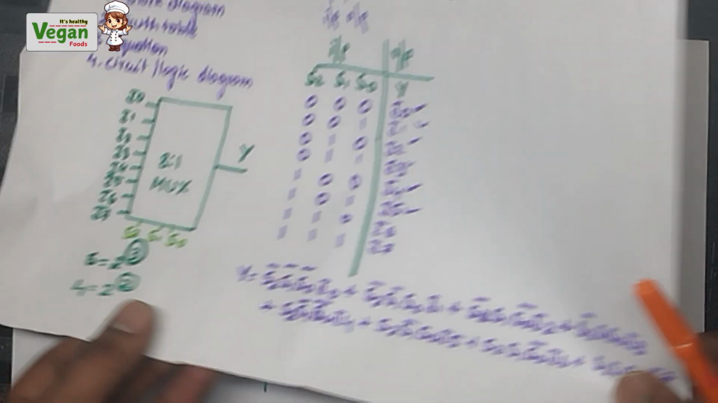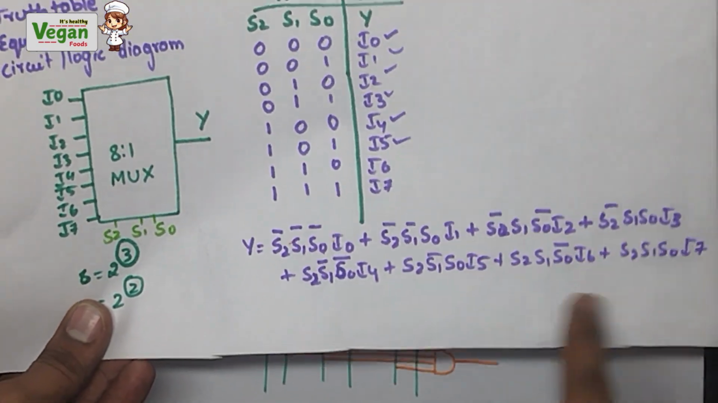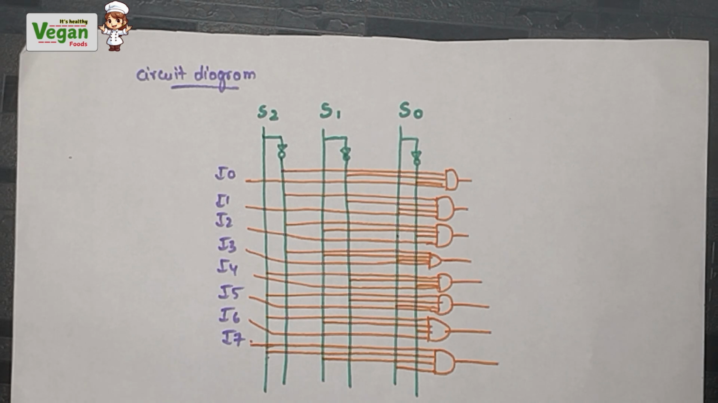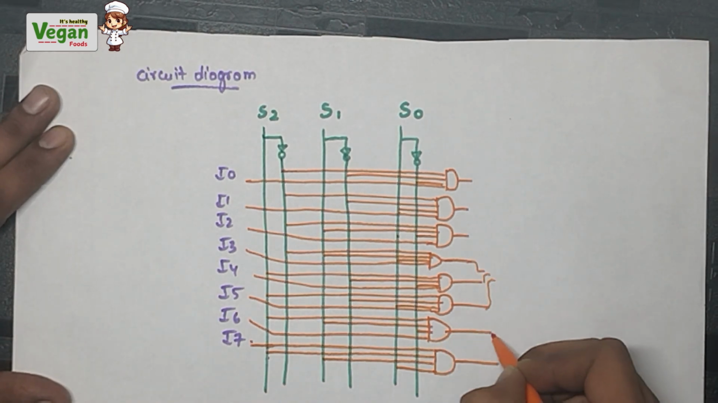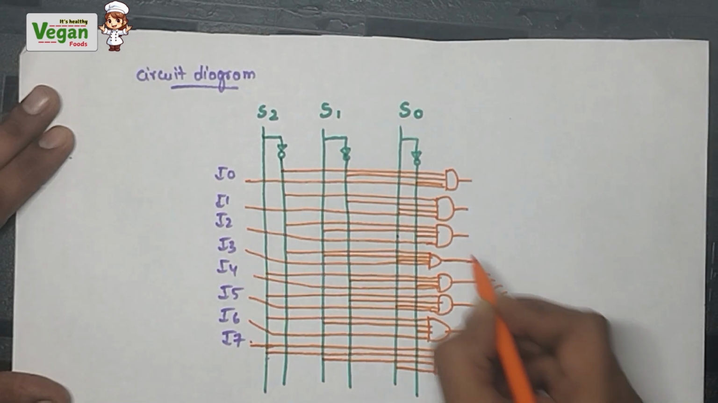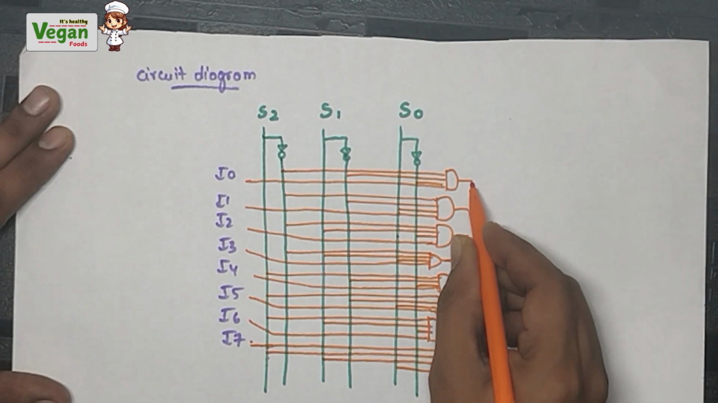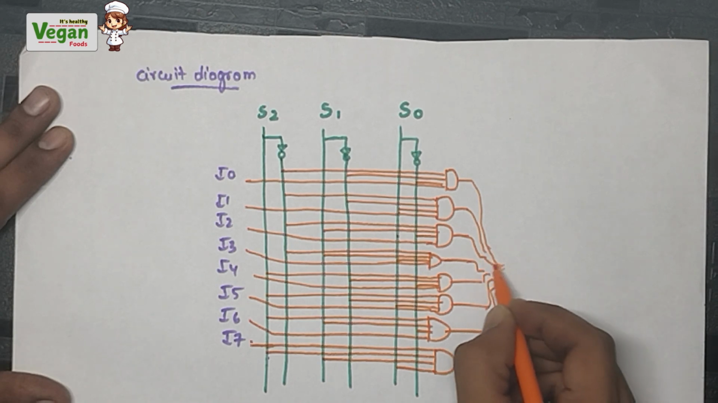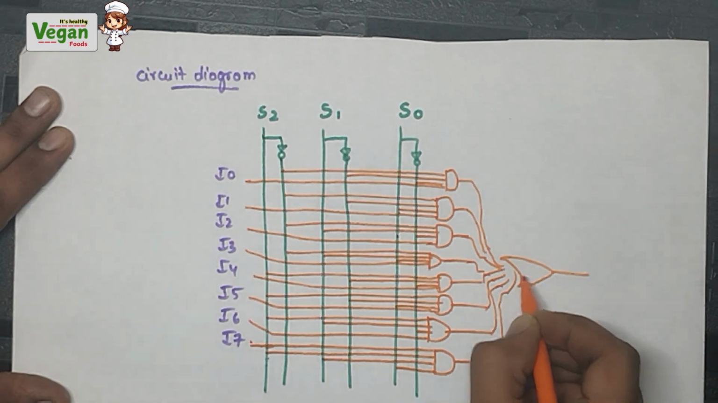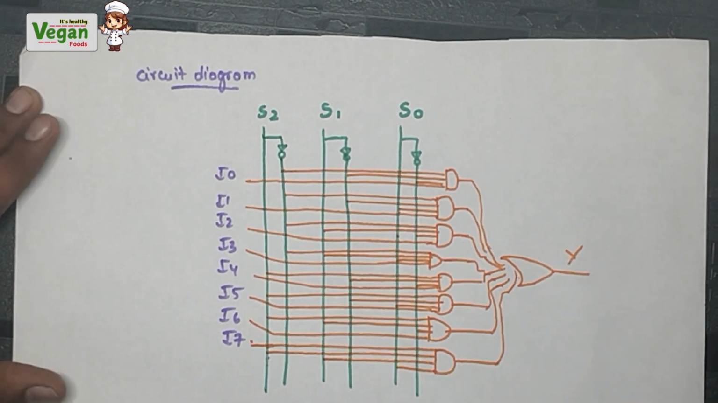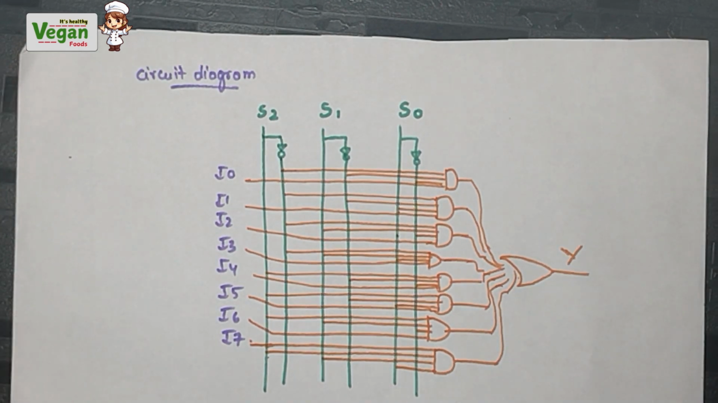So what is in between all of them? Plus is there. What does plus represent? Plus represents an OR gate. So we must connect all of them to a single OR gate as the output. So we will be connecting all of them to a single OR gate. So this is the output Y. So here is the end of the 8:1 multiplexer.